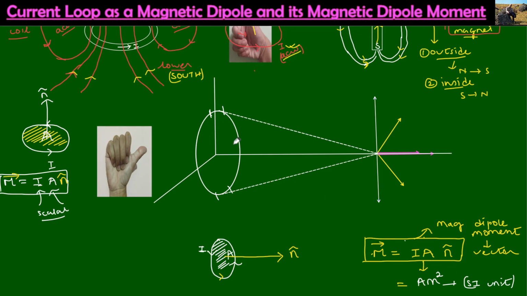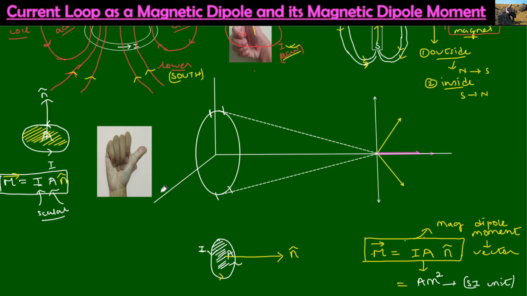Now, with respect to this coil, this is one phenomenon where we have studied the magnetic field due to a current loop along the axis of the coil. The explanation about the magnetic field generated by this current loop, I will give in the description below.